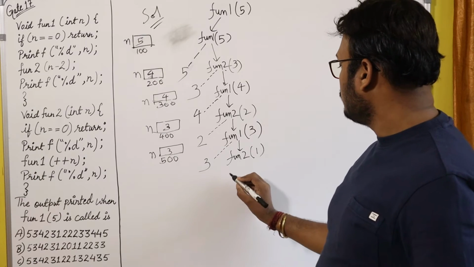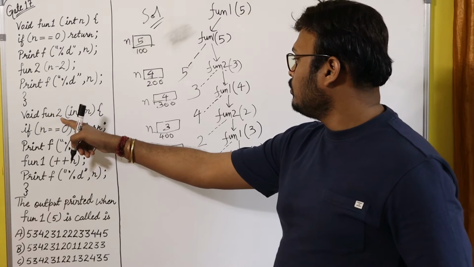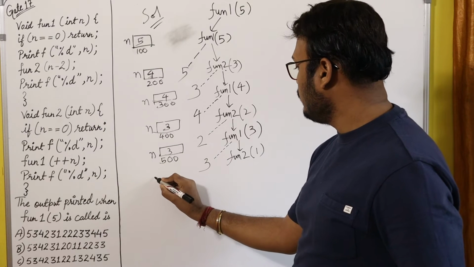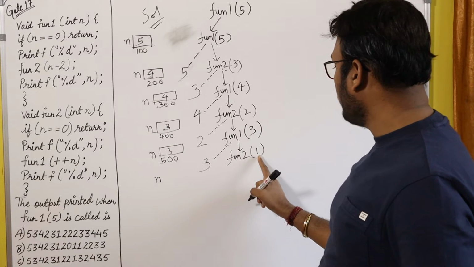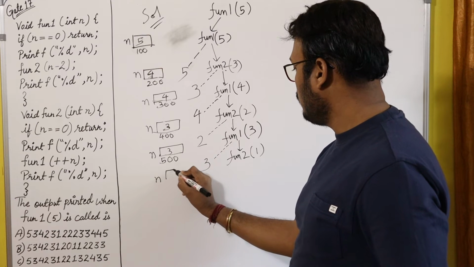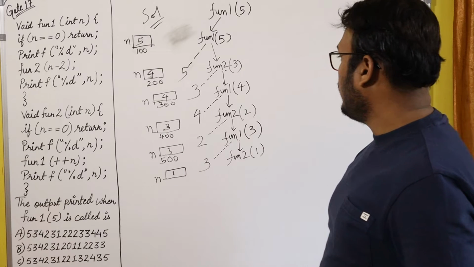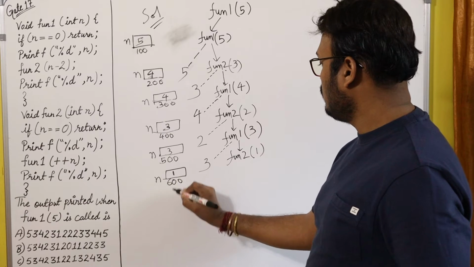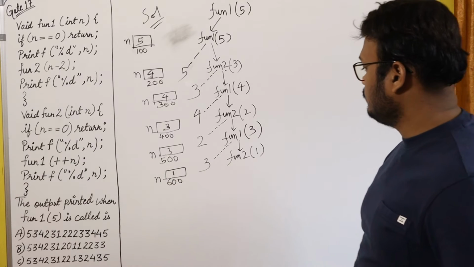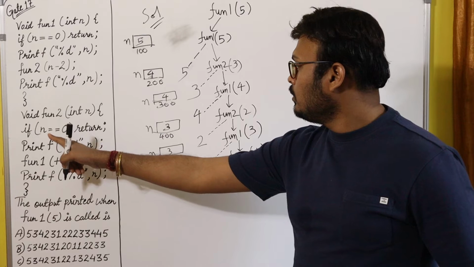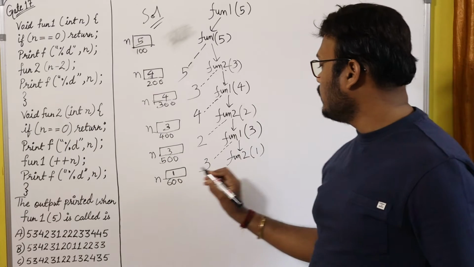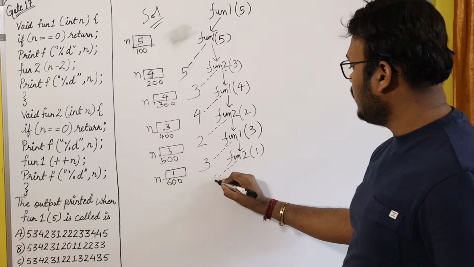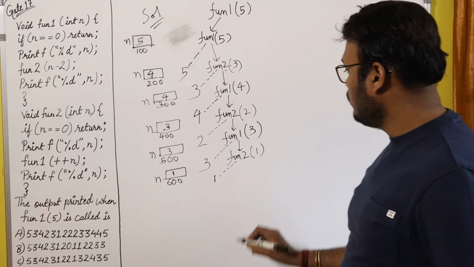And now for fun2, the local variable is 1, and the address is let's say 600. So now again, 1 equal to 0, no, so printf n. The value of n is 1, so 1 will get printed. And again fun1 of 2.